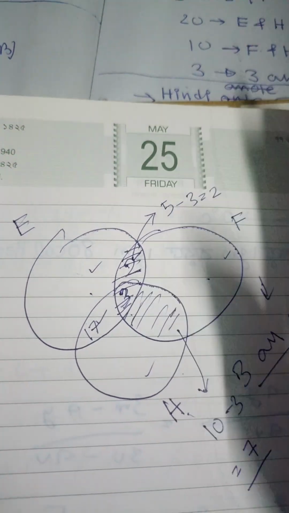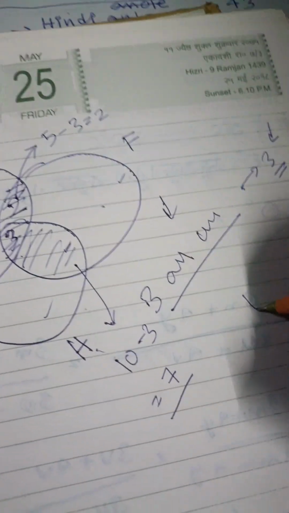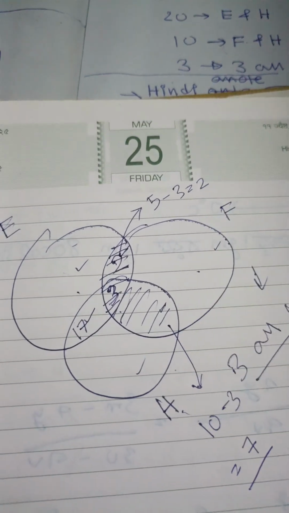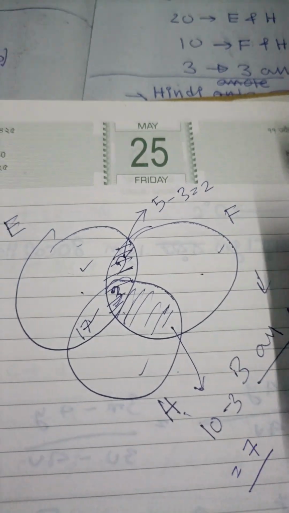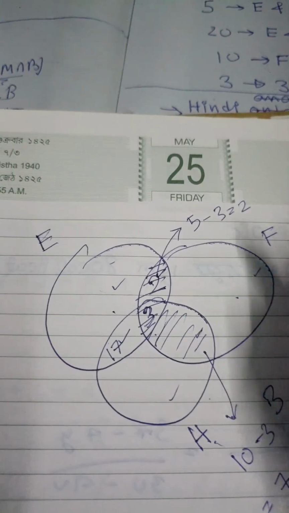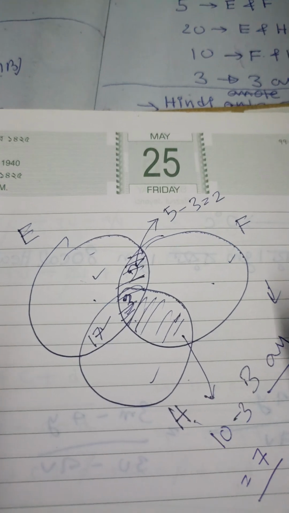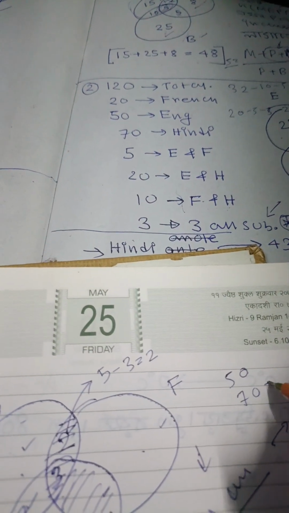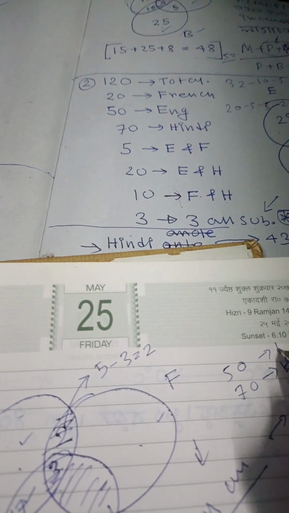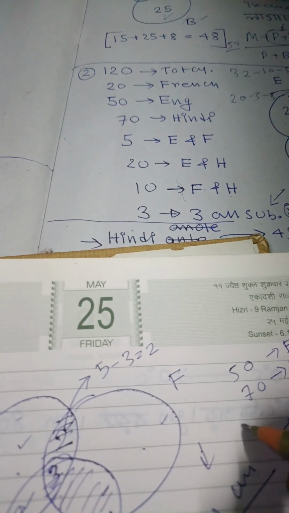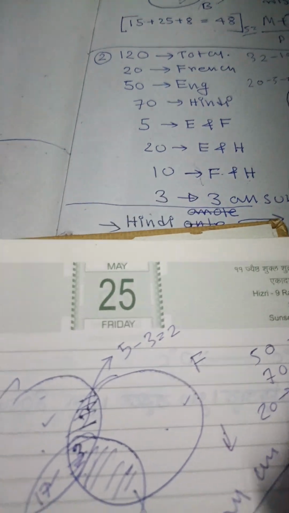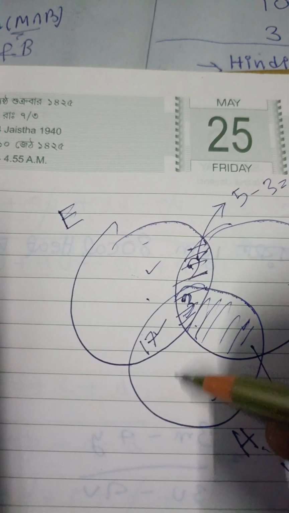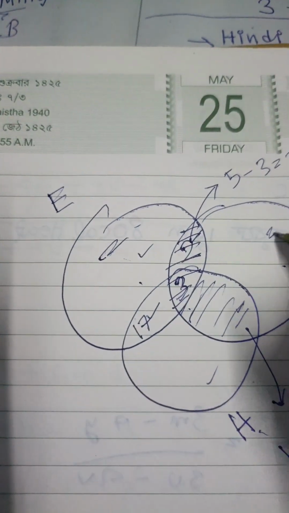And there are 120 students. There are 50 students who know English, 70 Hindi, and 20 French. Let me write it here because it's easy for the calculation. So how many students are there who only know English, only French and only Hindi? I mean this part, and this part.